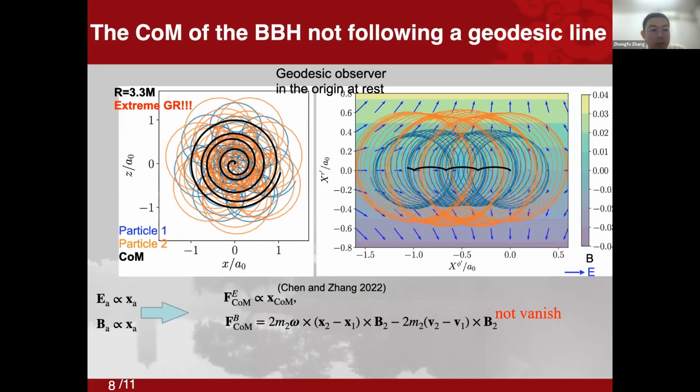Here are some results. The left channel shows the result for a distance equal to 3.3 m. The black line is the central mass. The geodesic observer is at the origin at rest. So we find the central mass is not following a geodesic line. The red panel shows the EB field. The EB is proportional to the position of the object. So the total gravitoelectric force scales with the position of the central mass, but the total gravitomagnetic force is different. It depends on the relative position and relative velocities. In general, it does not vanish. So the central mass can't follow a geodesic, it will move away.